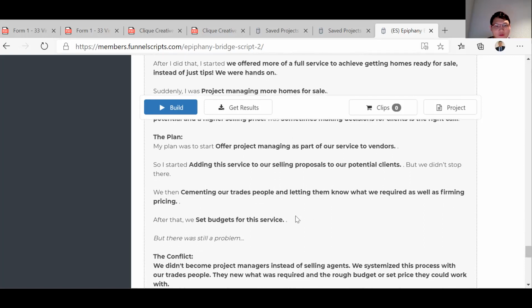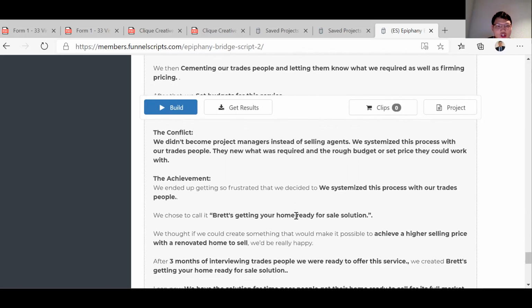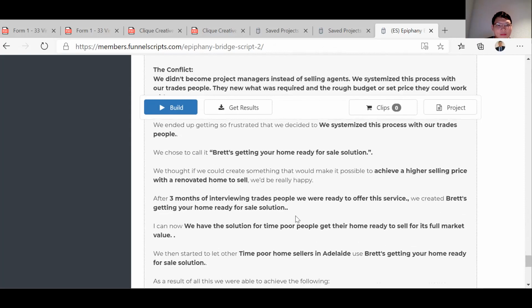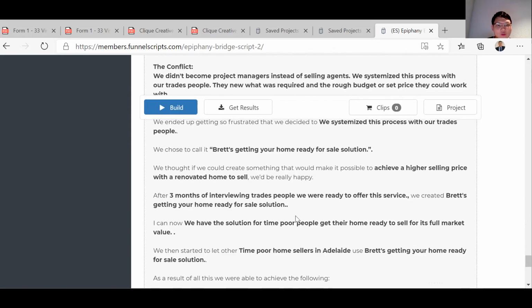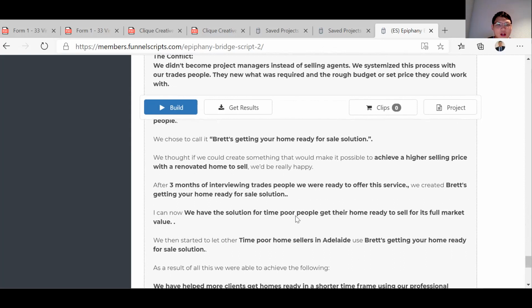Then you build a team of professional trade people. You also get some conflict, and you didn't become a project manager. There is a reason for this. The achievement is you come up with a solution, like getting your home ready for sales. That's how you come up with it. Then you mention how this helps you and your client, and once you come up with it, you got a result.